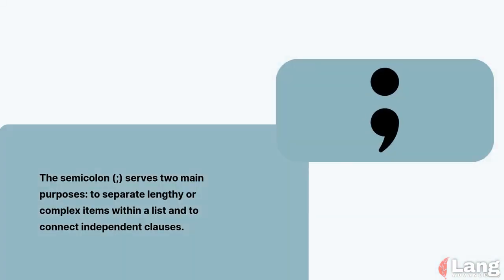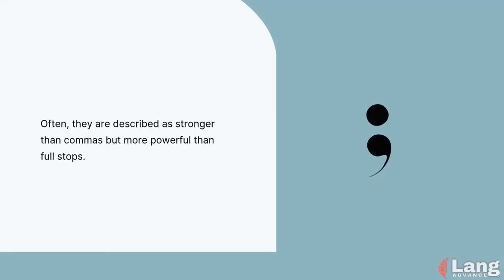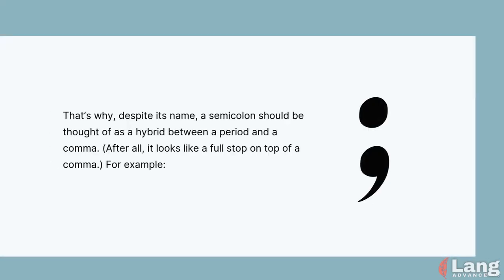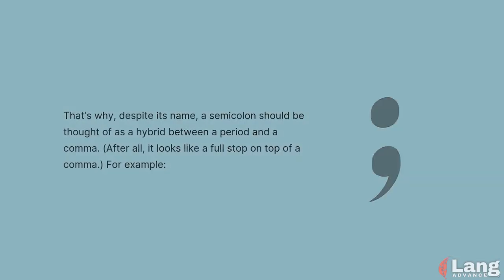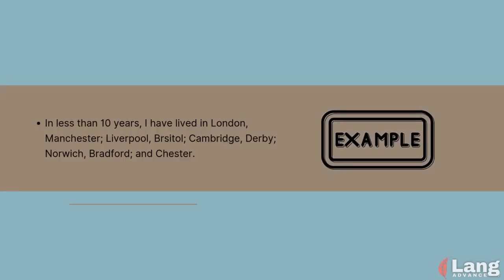Semicolon. The semicolon serves 2 main purposes: to separate lengthy or complex items within a list and to connect independent clauses. Often they are described as stronger than commas but weaker than full stops. That's why, despite its name, a semicolon should be thought of as a hybrid between a period and a comma. For example, in less than 10 years, I lived in London, Manchester; Liverpool, Bristol, Cambridge, Derby; Norwich, Bradford; and Chester.